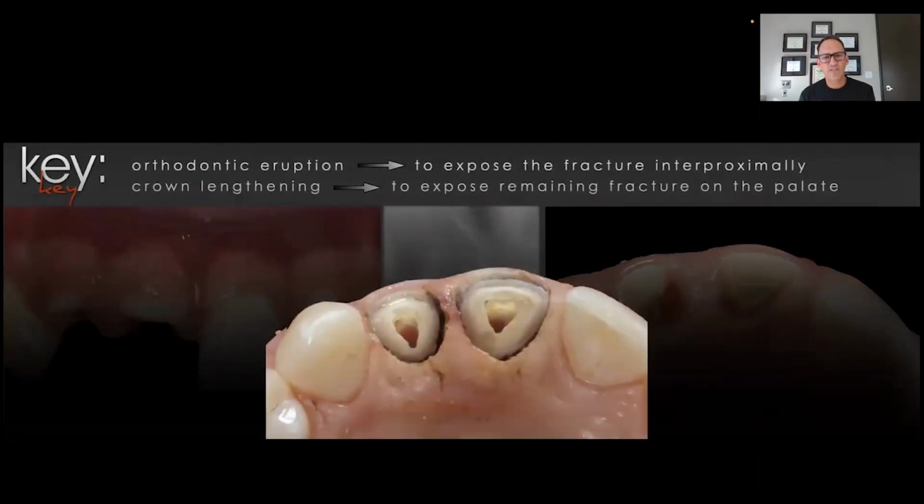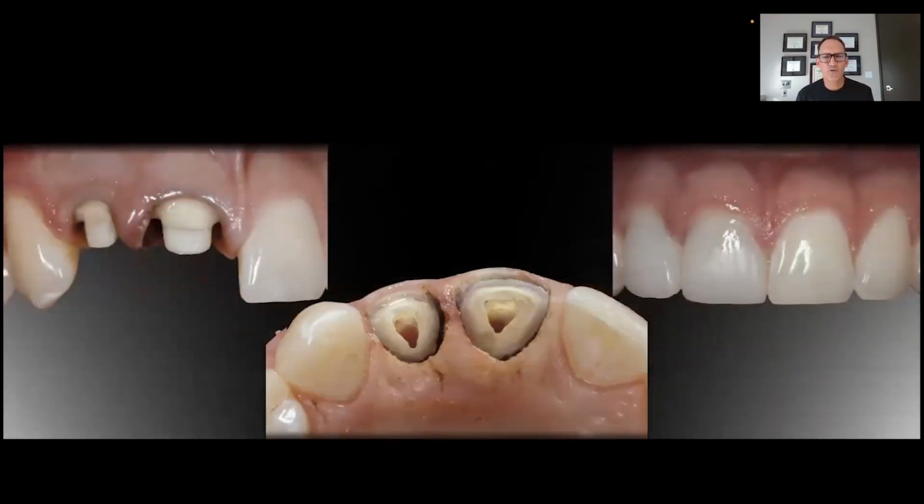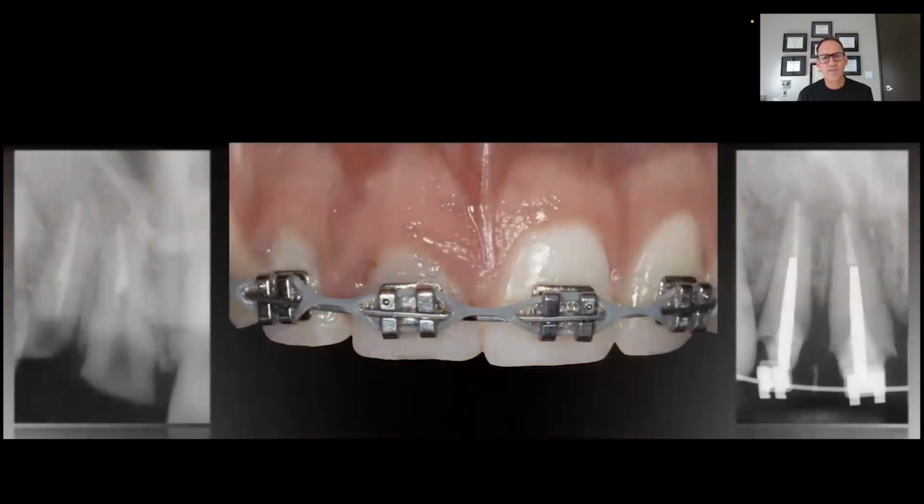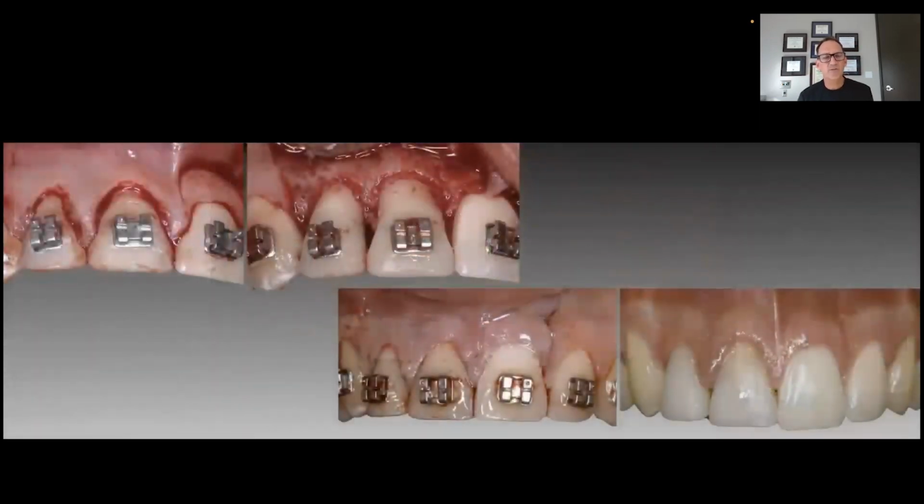So we move tissue, I bond some post cores in, I bond a couple of temps on, and then we erupt it. And for my orthodontist, I said 3 millimeters is all I need. Once we hold it there, now we can come back and do surgery to move bone and tissue on the facial, to move bone on the interproximal, and then to expose the remaining fracture on the palatal, right?